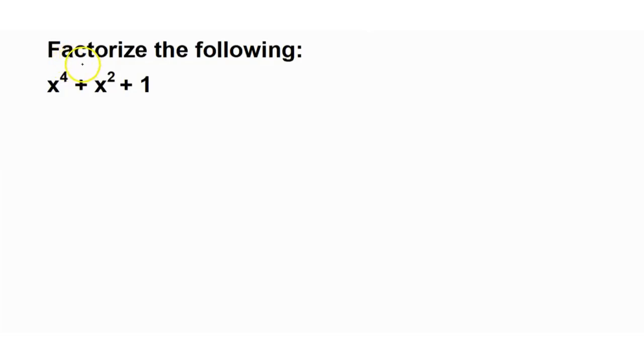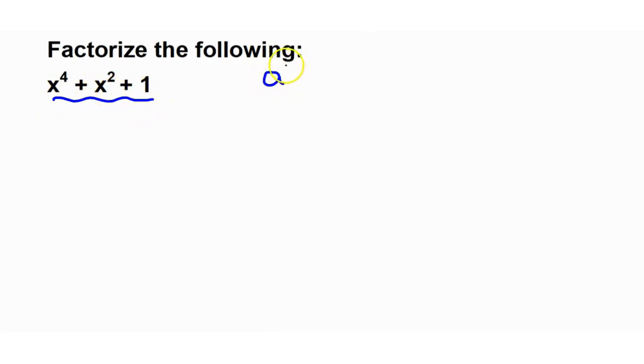Hello, in this question we have to factorize x to the power 4 plus x square plus 1. So we can't do it by splitting the middle term. It's in the quadratic form, but we can't find any factor of 1 whose sum can give us 1 again. So if we can't use the splitting the middle term form, there's only one option left.